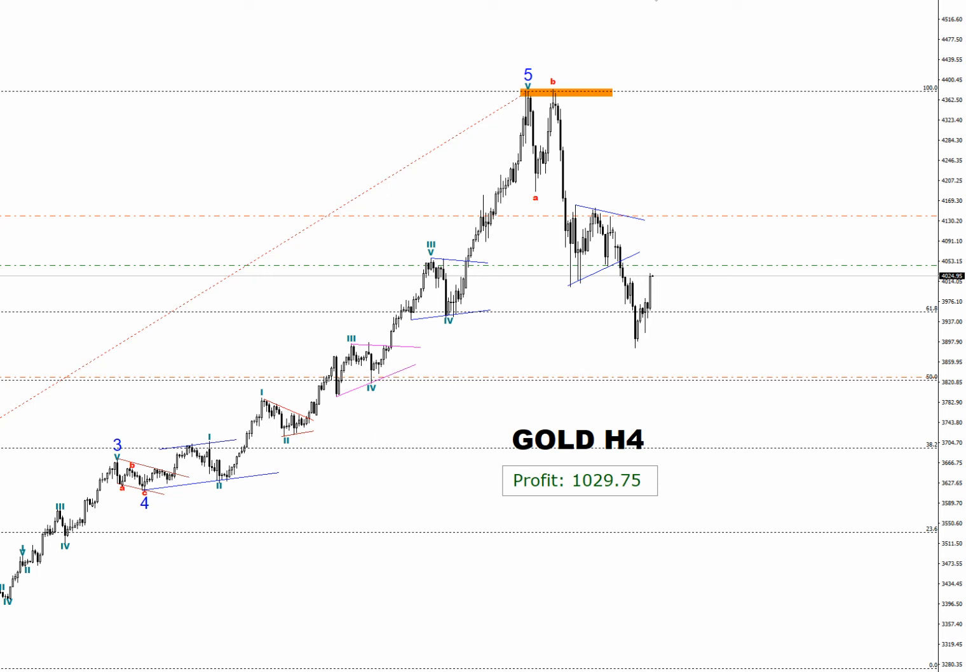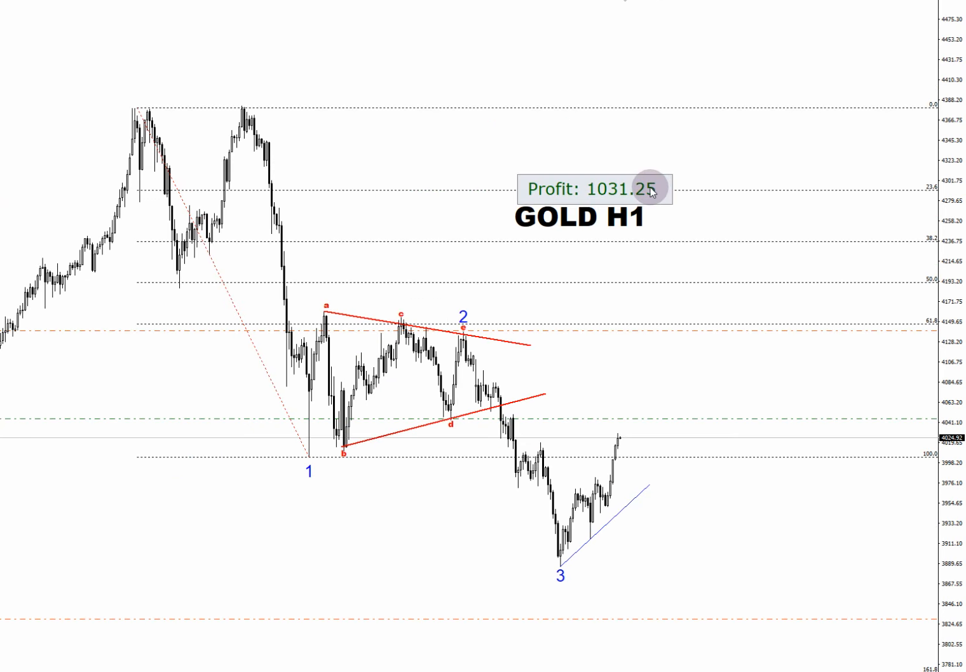Also, let me show you the hourly time frame. If we look at the hourly time frame, this is the first impulse. This is an ABCDE triangle. This is 2. I shared this analysis with you on Instagram yesterday. We sold here yesterday, and the market dropped by 1,000 points literally in a day.